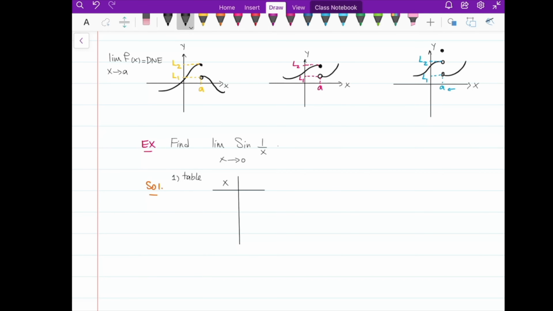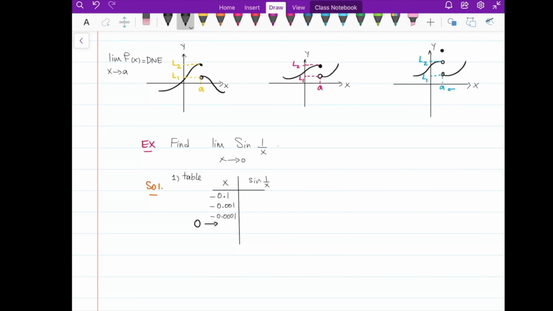x, and then the function sine of 1 over x. We're approaching the point 0. So let's put some points that are less than 0, and let's put some points that are greater than 0. So I'm going to calculate negative 0.1, 0.001, and then negative 0.001, for example. Okay, so let's see.